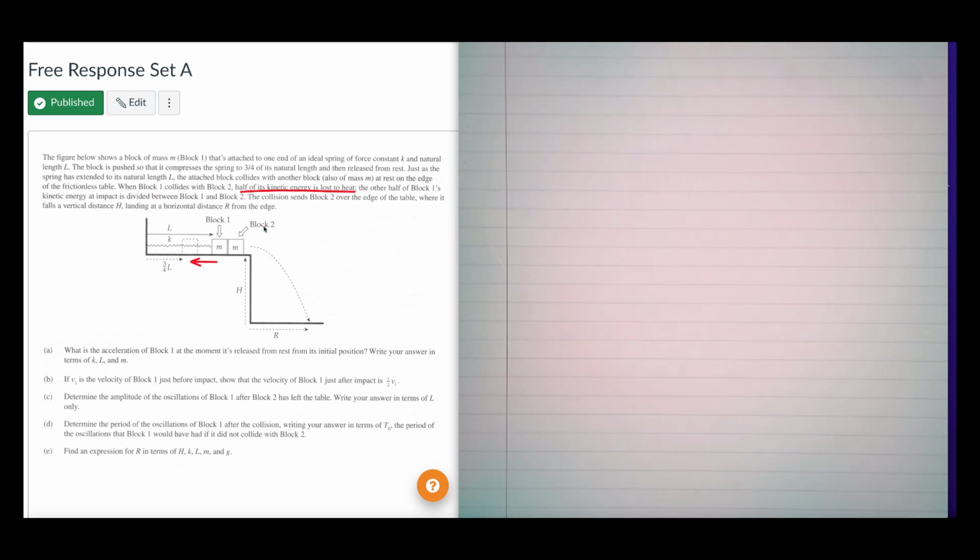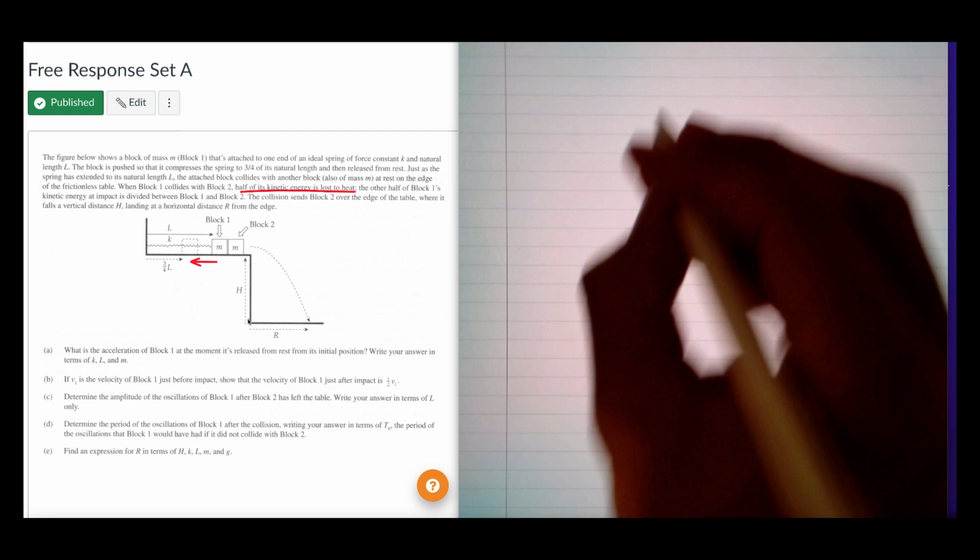The collision sends block 2 over the edge of the table where it falls a vertical distance h, landing at a horizontal distance r from the edge. So you can already imagine the question will ask about projectile motion.